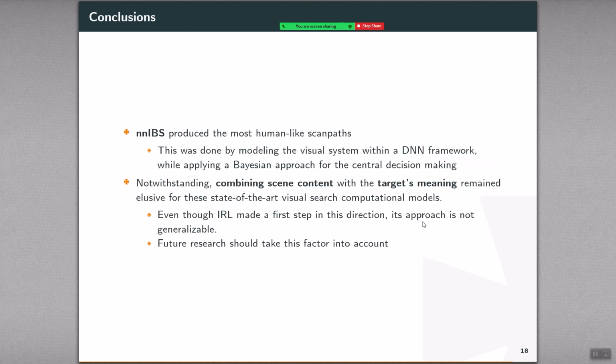So to sum up, NIVS produced the most human-like scan-paths. This was done by modeling the visual system within a DNN framework, that is a CNN, while applying a Bayesian approach for the central decision-making. But nevertheless, combining scene content with the target's meaning remained elusive for these state-of-the-art visual search models. This means that context is important, and even though Ariel made a first step in this direction, this approach is not generalizable. And future research should take this factor into account.